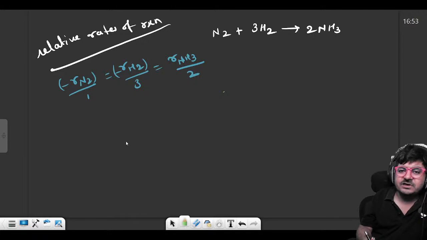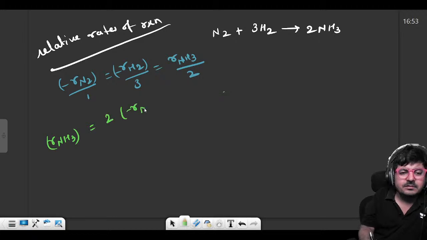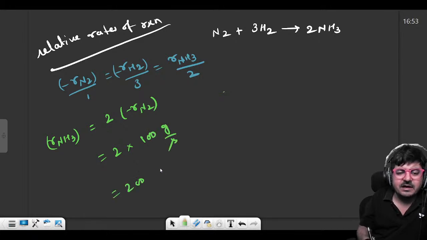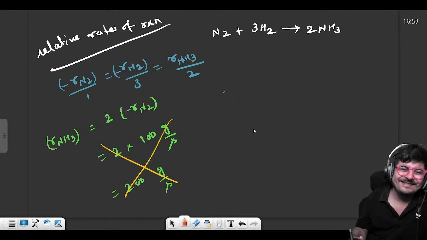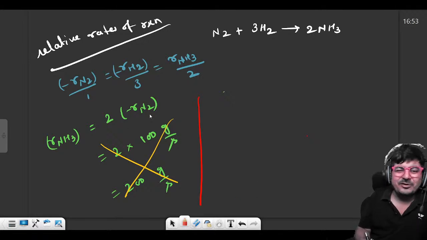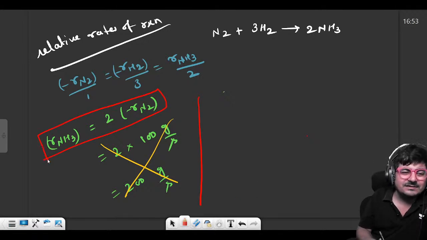So here for nitrogen data is given. अब आप में से कुछ लोग क्या करेंगे जल्दबाजी में, यहाँ डायरेक्ट वैल्यू रख देंगे और कह देंगे जी 200 ग्राम पर सेकेंड, और फिर मैं बोलूंगा जी बिल्कुल गलत। Why? Because these are the molar units.